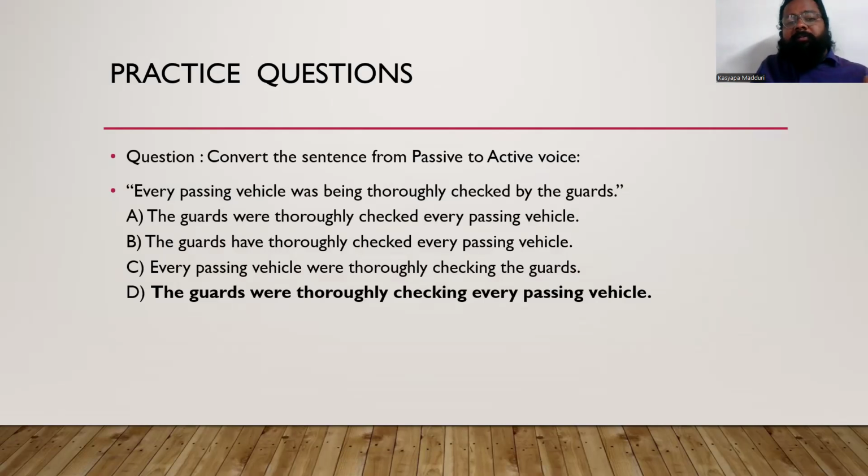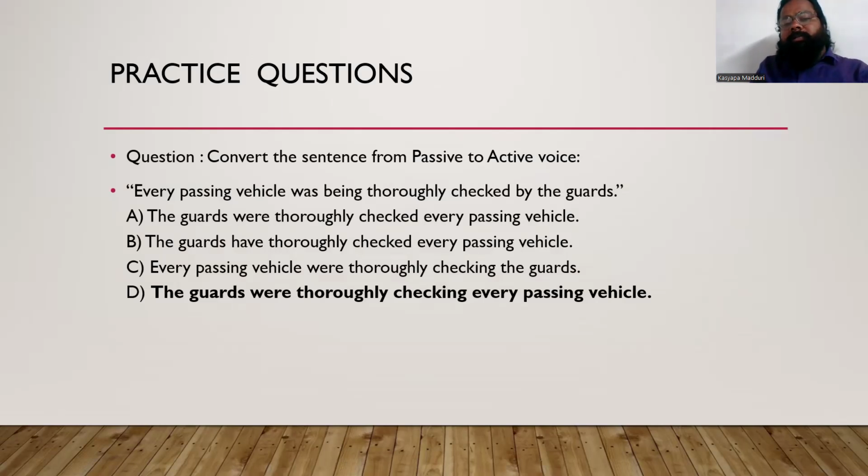Next, the third option, every passing vehicle were thoroughly checking the guards. That is also wrong because it is saying that the vehicles are checking the guards. But usually the guards are the ones checking the vehicles, right? So they put the stick with the mirror under the vehicle and check if there are bombs in it, right? So that is also wrong.